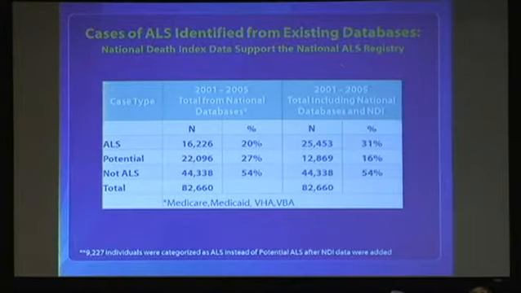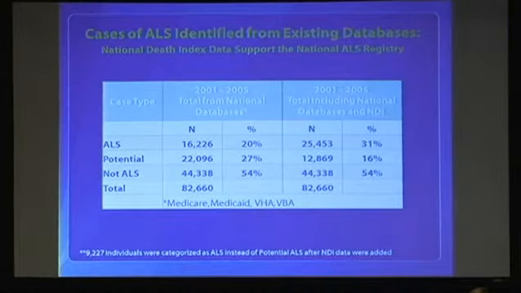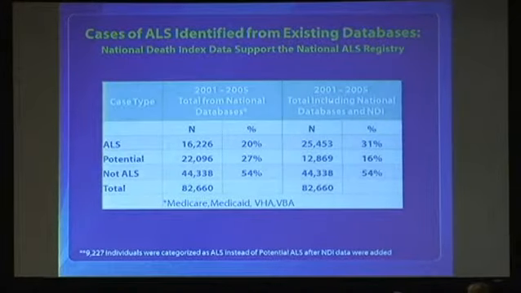One of the other ingredients that goes into the algorithm is looking at death certificate data, and NDI is just the National Death Index data. Our statistician recently looked at NDI data, and we picked up about 9,000 more cases just running the NDI data. So we went from 16,000 true ALS cases to 25,000 ALS cases over this time period of 2001 to 2005. So this is just telling us that we're confident that this algorithm approach is working.